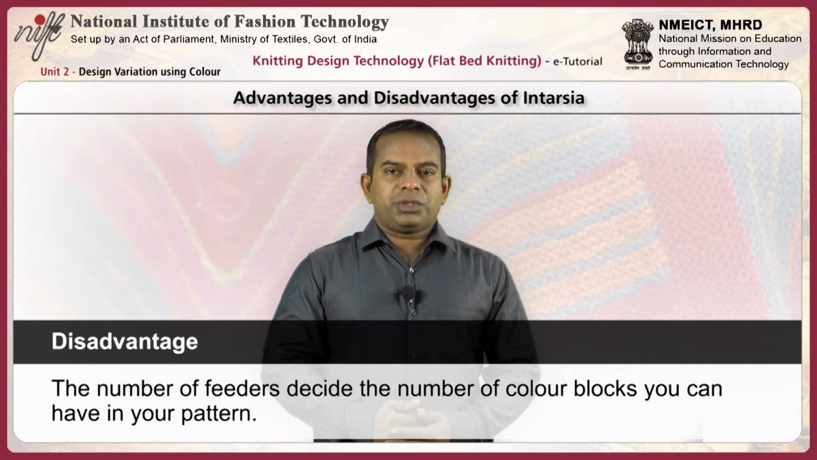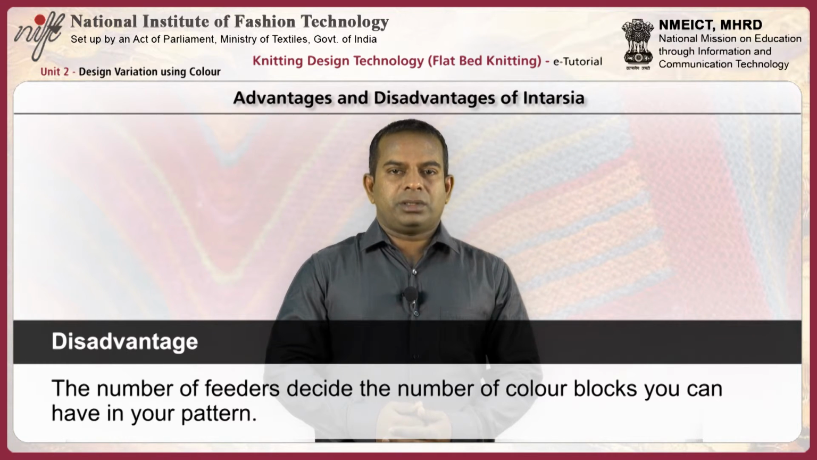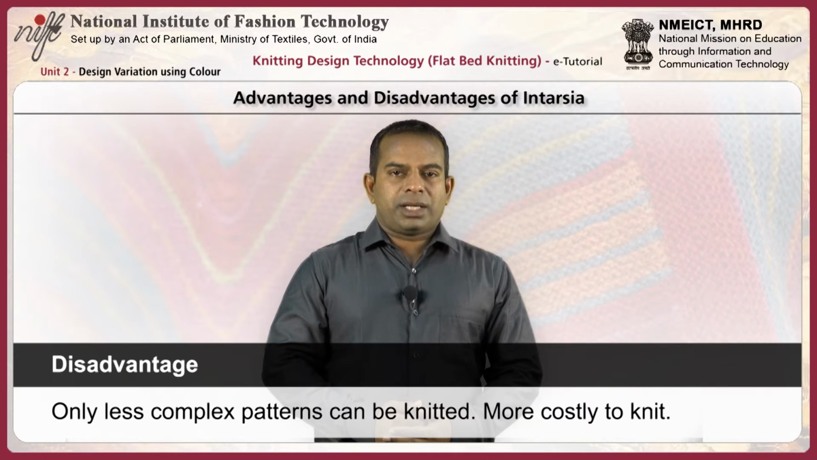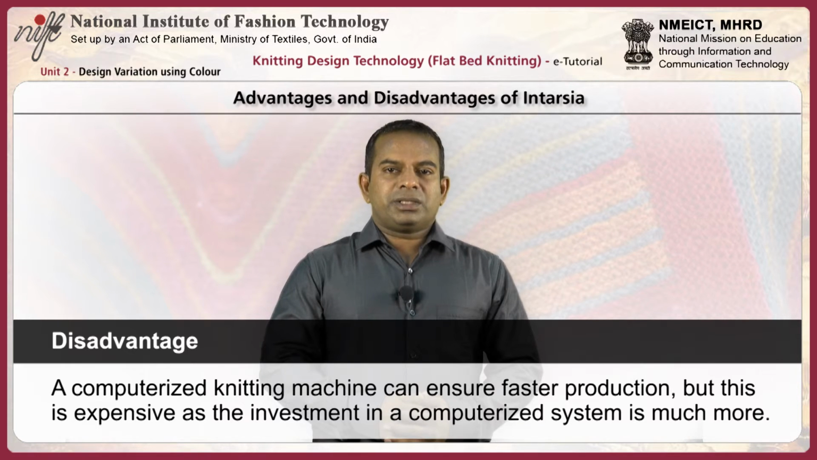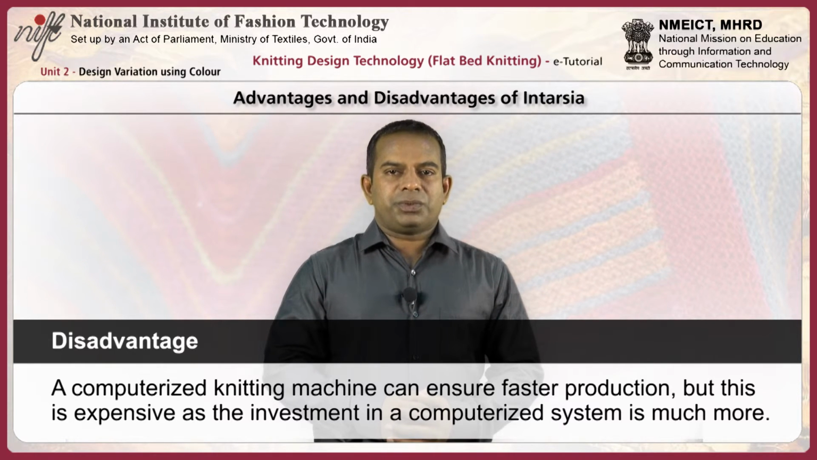Disadvantages: the number of feeders decide the number of color blocks you can have in your pattern. Only less complex patterns can be knitted, and it is more costly to knit. If we use hand driven machines, the operator might take 1 full day to complete one panel. If we use a computerized knitting machine, it can ensure faster production, but this is expensive as the investment in a computerized system is more.